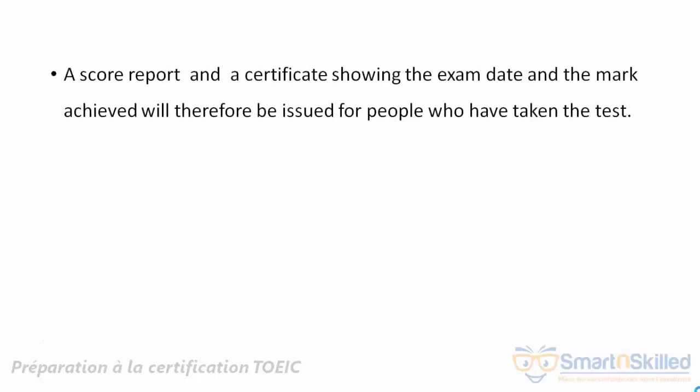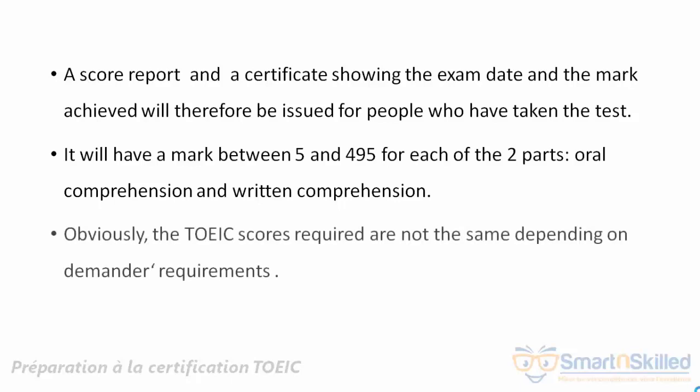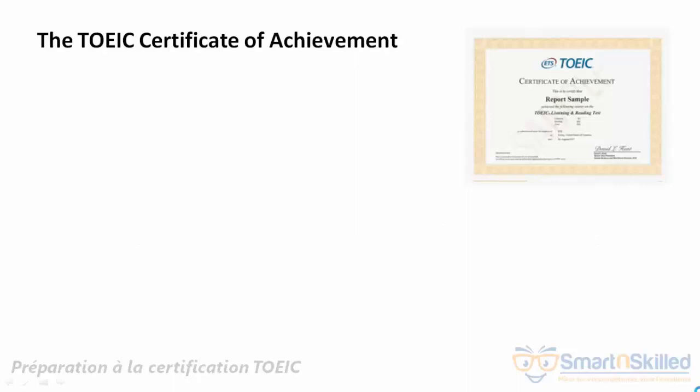So a score report and a certificate showing the exam date and the mark achieved will therefore be issued for people who have taken the test. It will have a mark between 5 and 495 for each of the 2 parts, oral comprehension and written comprehension. Obviously, the TOEIC scores required vary depending on the requester's requirements.